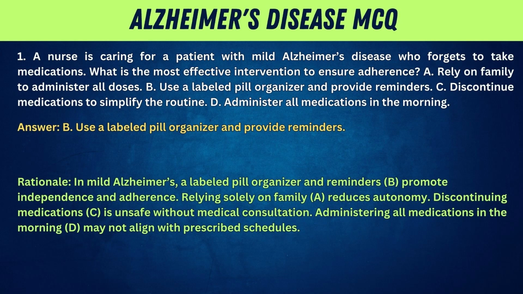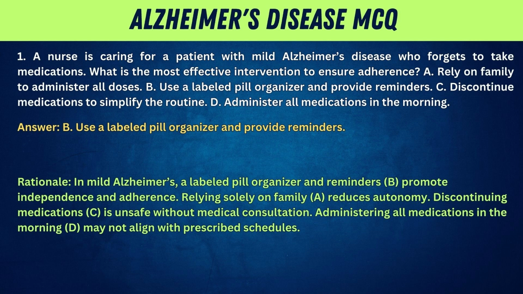1. A nurse is caring for a patient with mild Alzheimer's disease who forgets to take medications. What is the most effective intervention to ensure adherence? A. Rely on family to administer all doses. B. Use a labeled pill organizer and provide reminders. C. Discontinue medications to simplify the routine. D. Administer all medications in the morning.